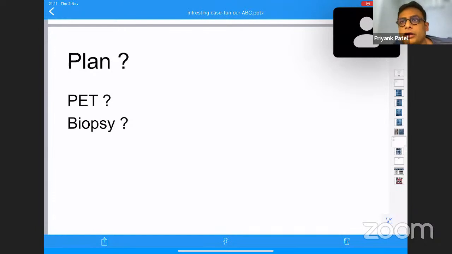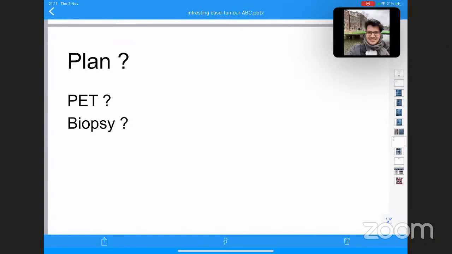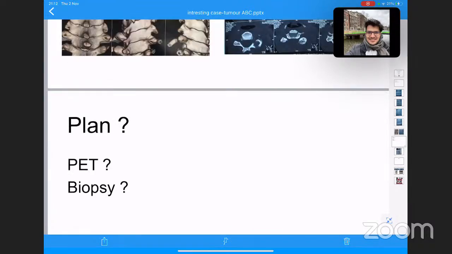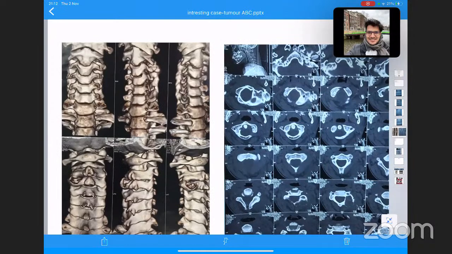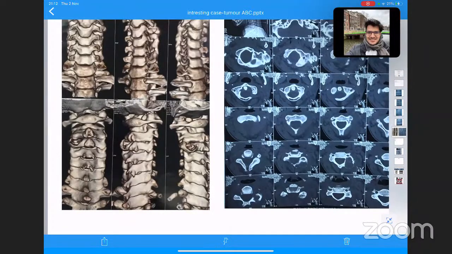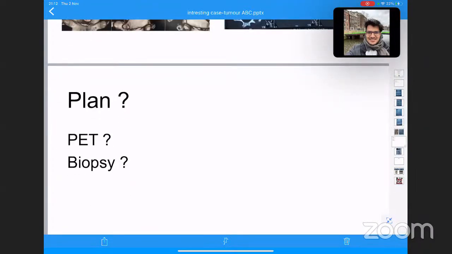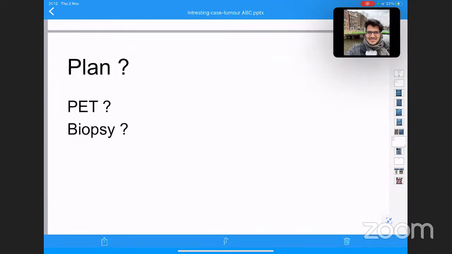Harshal, did you go through the entire case which I presented? Yes, sir, I went through it. What would you want to do here? A PET scan, or a biopsy? Biopsy at this point, because I don't know. For PET, I have to find a very good radiologist who is going to do a CT guided biopsy here.